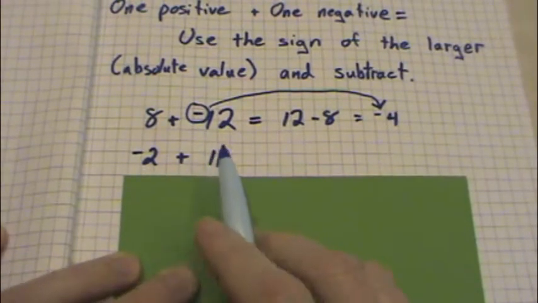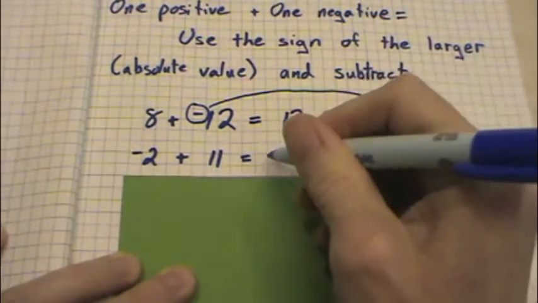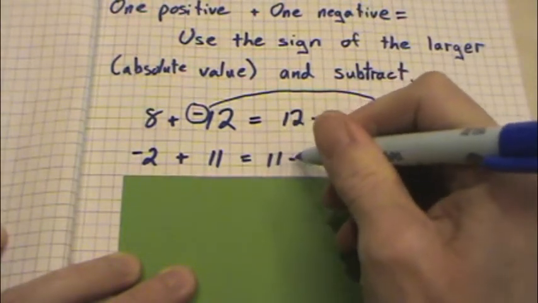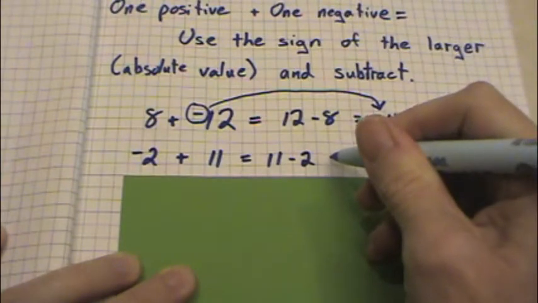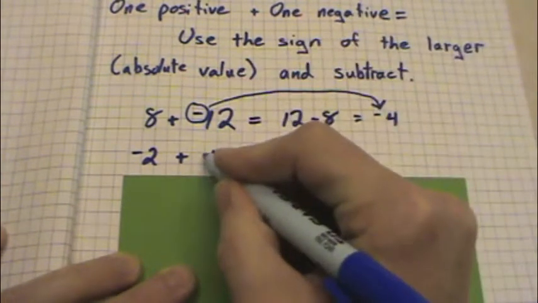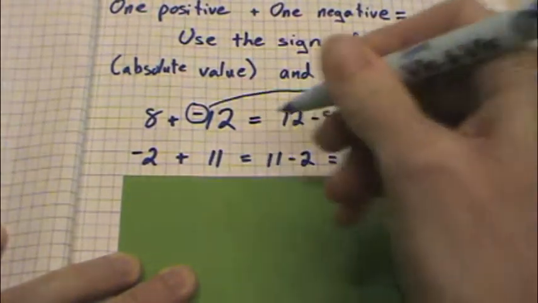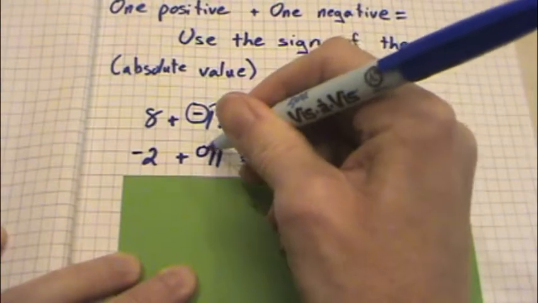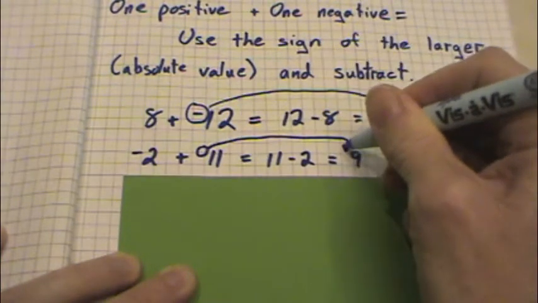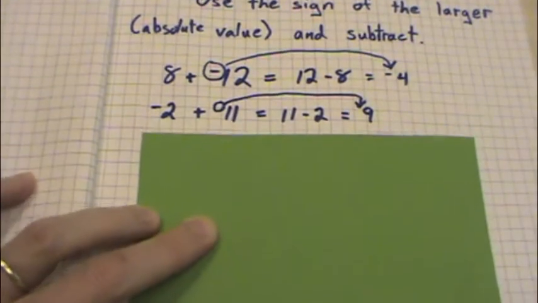11 does. Whew, this is easy. It'll be positive. That's going to equal 11 minus 2, which is equal to 9. If there's no sign, then you assume it's positive. So I'm going to circle that nothing. No sign there, it's positive. No sign there, it's positive. Yay!